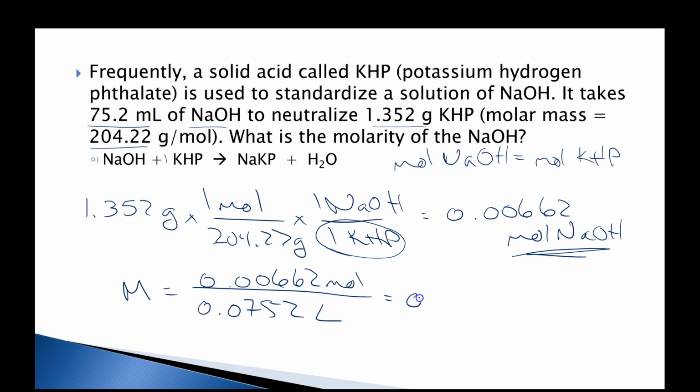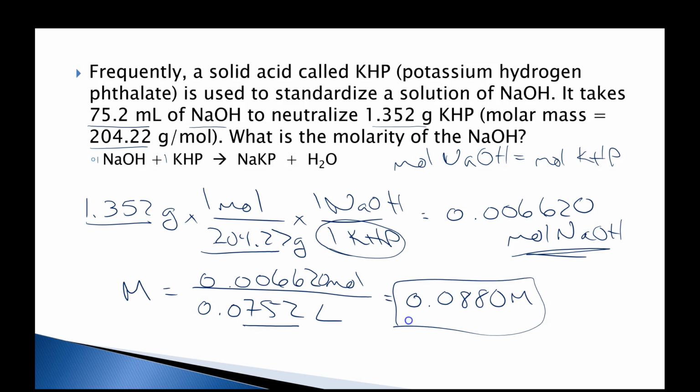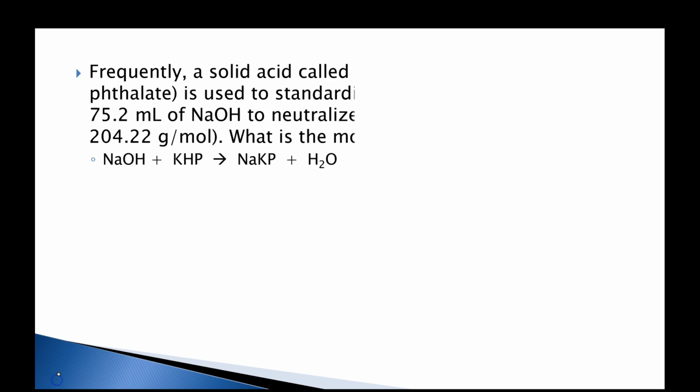And I get 0.0880 molarity. Now, this has 4 sig figs, that has 5 sig figs. Technically, I suppose this should be a 0 here and a 0 here, but I should only have 3 sig figs at the end. Titrations are a big thing for sig figs. They can be really, really accurate. Okay, so 3 sig figs for my answer.